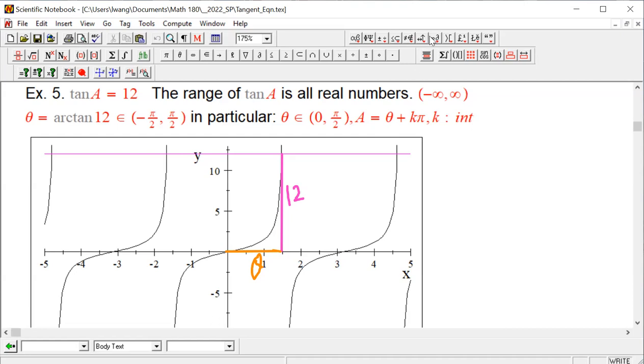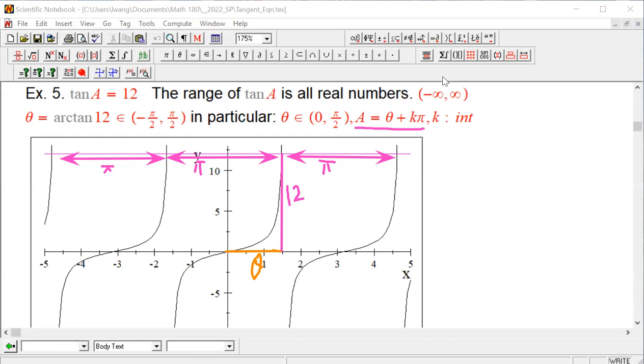And once again, between these 2 points, the difference is what? Pi. The difference is pi. So all of these differences are pi. That's what the k pi is. There's only one theta, exactly one theta, but many solutions. So the solutions are here, theta plus k pi.